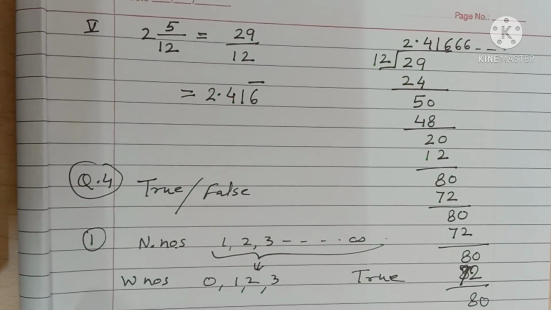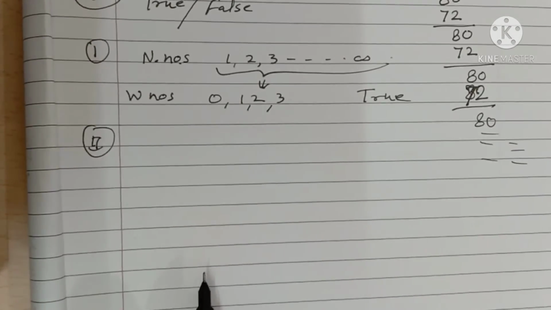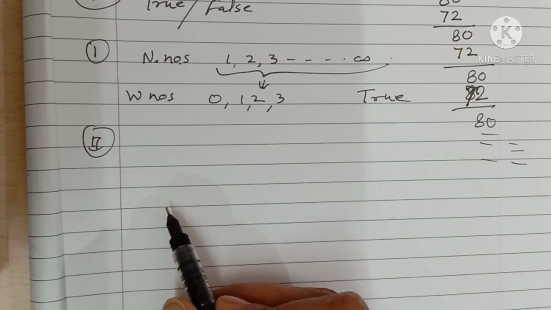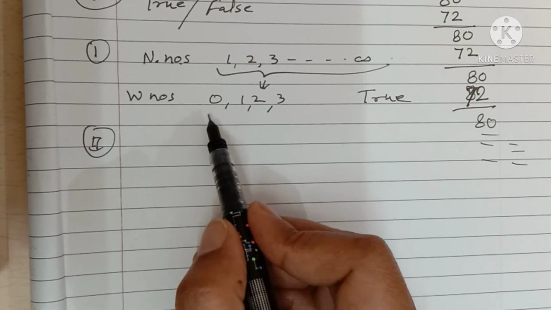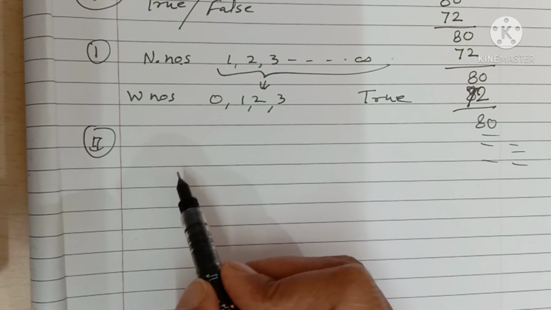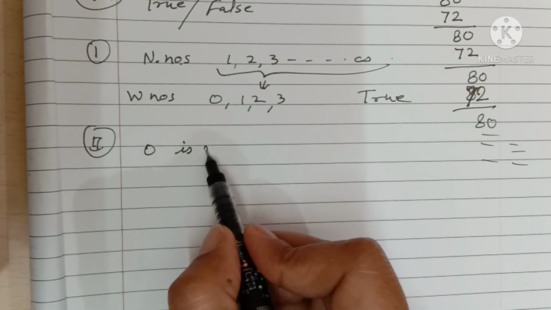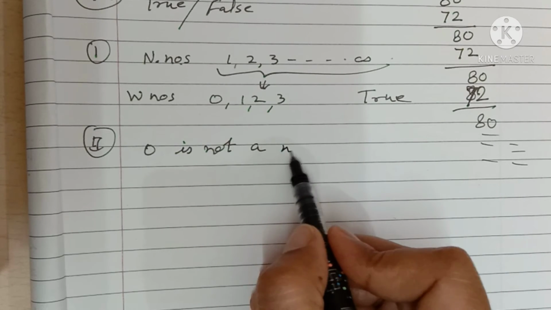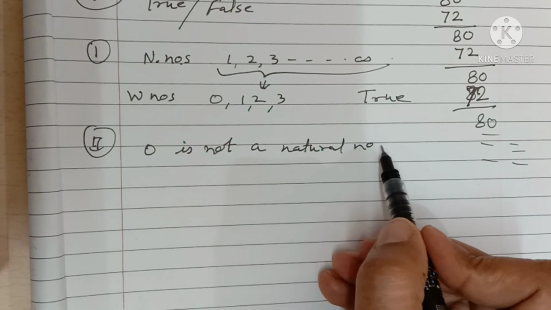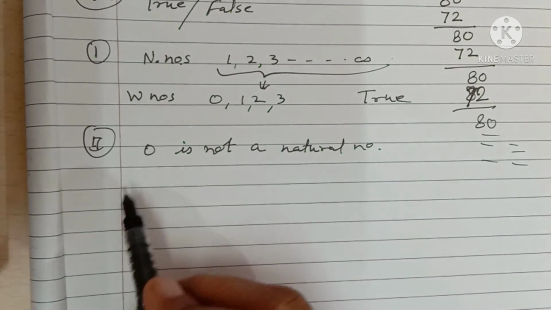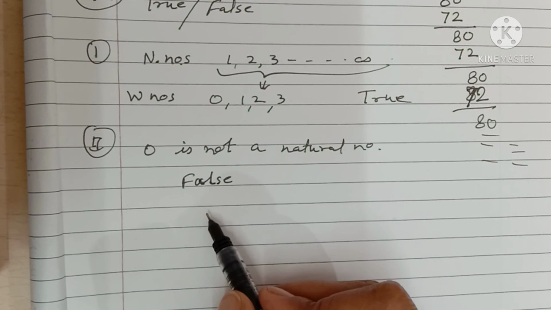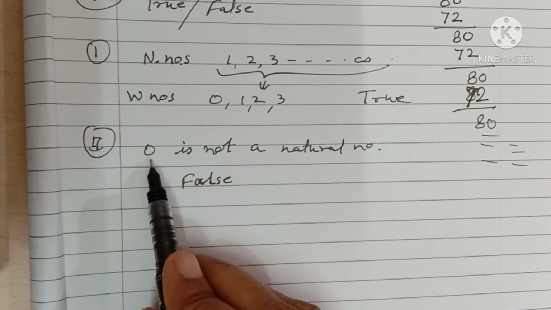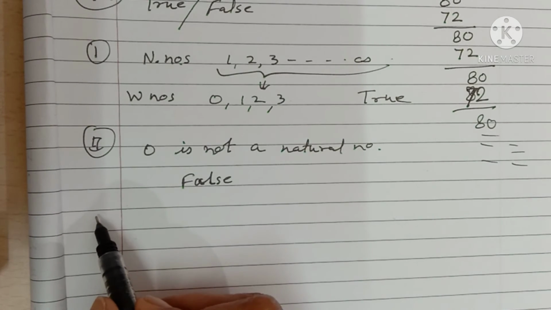Second part: every whole number is a natural number. Every whole number is a natural number, but 0 in whole numbers is not a natural number. 0 is not a natural number. So this statement is false, because here the statement said every whole number is a natural number. 0 is not a natural number, so this second part will be false.